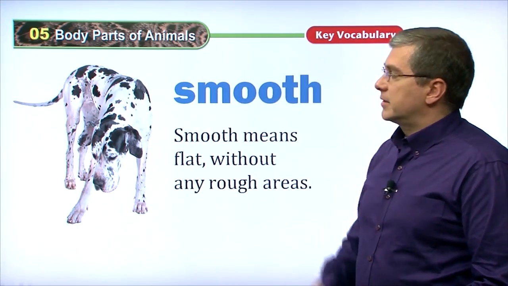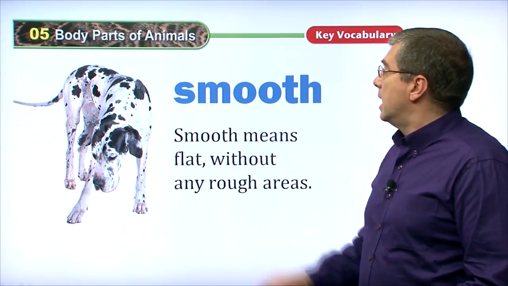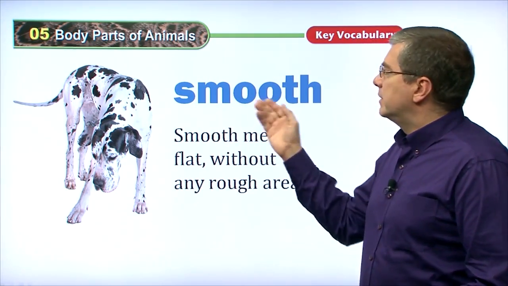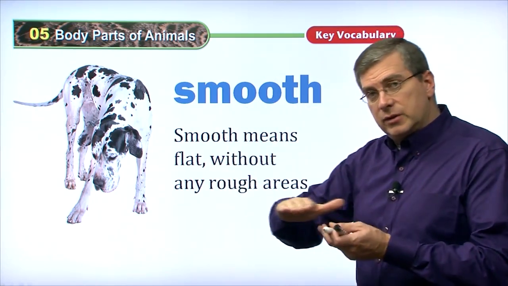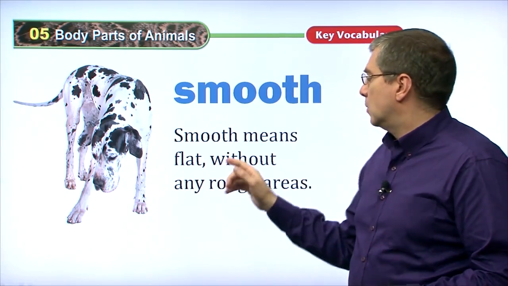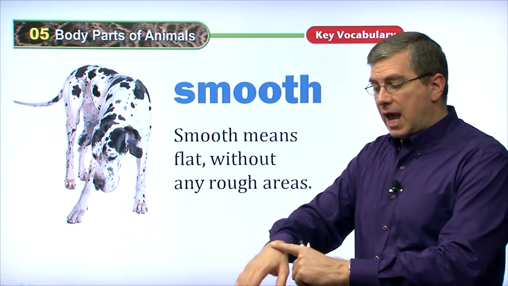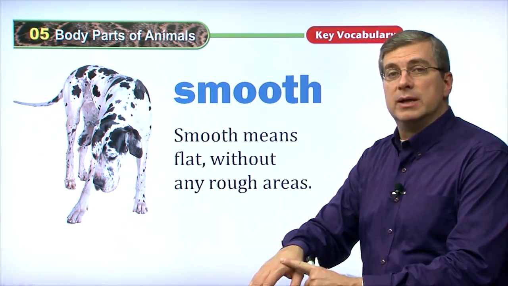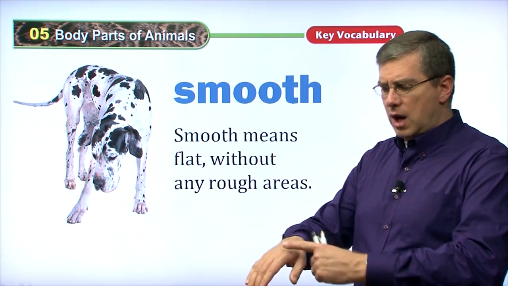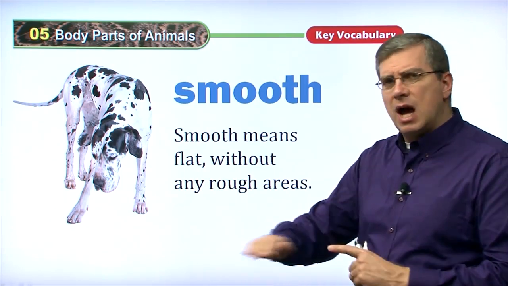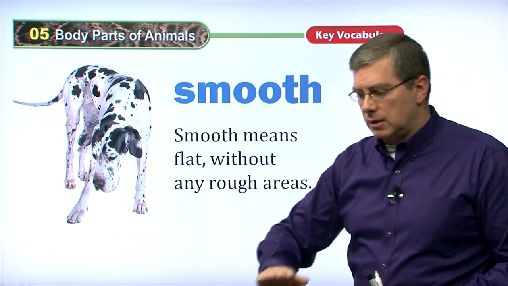Now, let's talk about some other words associated with different body types. Smooth, right? What does smooth mean? Smooth means flat. So if something is smooth, it's flat, without any rough areas. I just said human beings have soft, smooth skin, right? Alligators don't have smooth skin. It's rough. It's got a lot of bumps on it. It's not flat, and it's not easy or nice to touch.